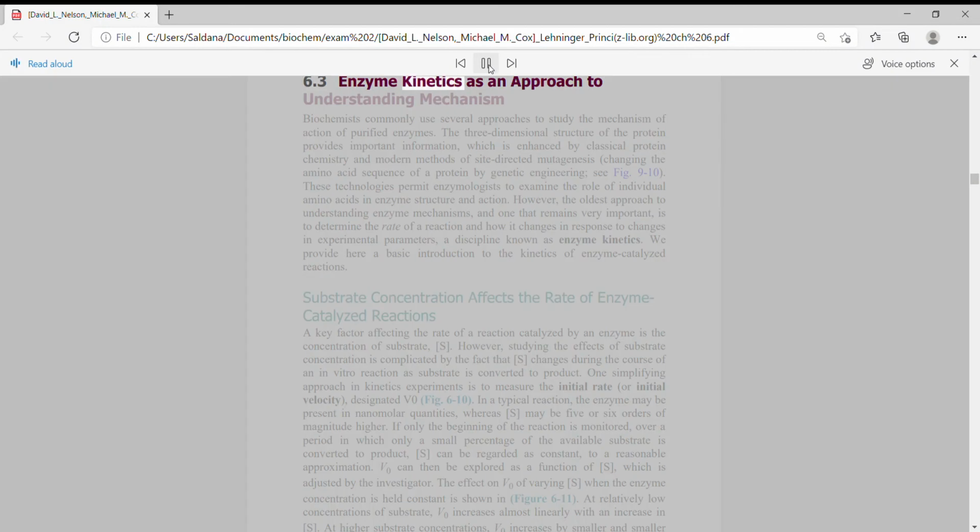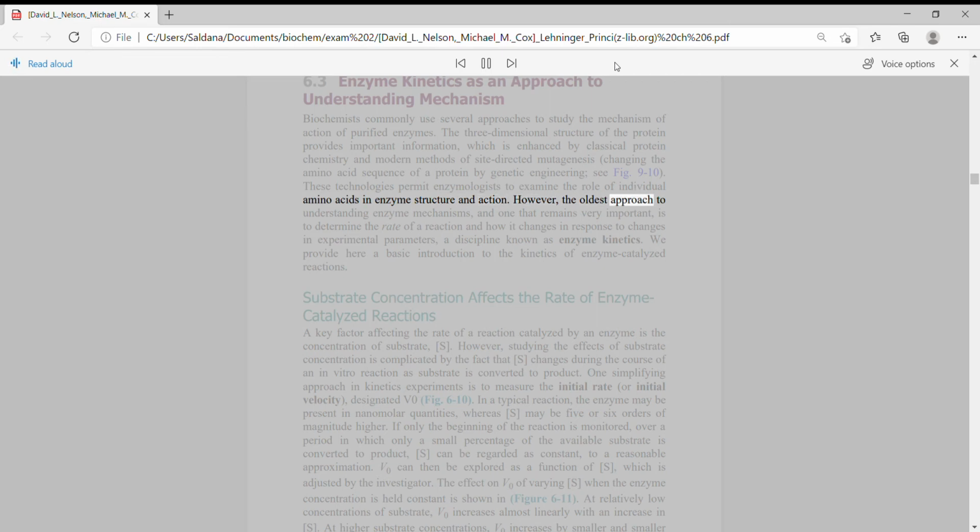6.3 Enzyme Kinetics as an approach to understanding mechanism. Biochemists commonly use several approaches to study the mechanism of action of purified enzymes. The three-dimensional structure of the protein provides important information, which is enhanced by classical protein chemistry and modern methods of site-directed mutagenesis, changing the amino acid sequence of a protein by genetic engineering, see Fig. 9-10. These technologies permit enzymologists to examine the role of individual amino acids in enzyme structure and action.